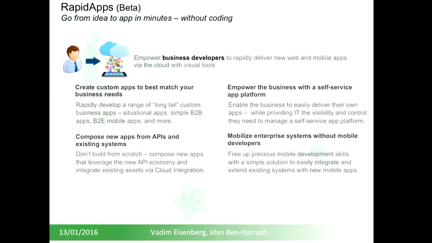The types of applications that we target are what we call the long tail applications. These are simple applications that enhance the productivity and the efficiency of the business. These are B2B applications or business to employee, B2E applications. And basically the idea is to empower the business side of the organization to create the application without dependency on the IT, without dependency on the lengthy life cycle of mobile application development, being very agile, very flexible in creating the mobile application.